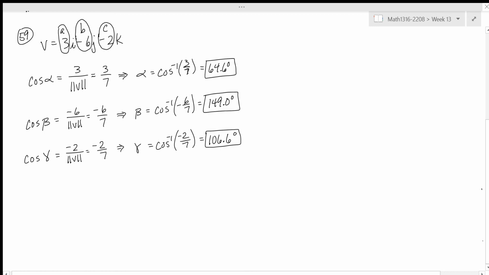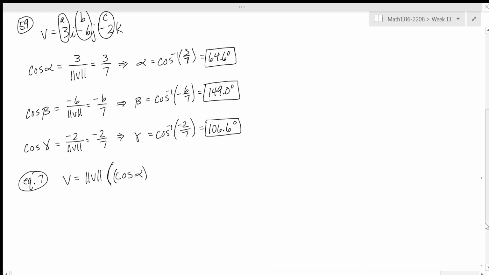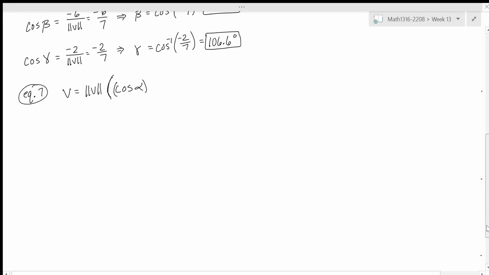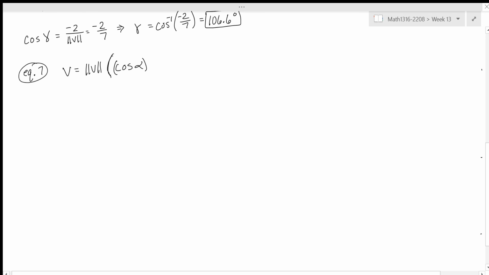Let's see, equation 7. V equals magnitude of V cosine alpha. Let's do another set of parentheses. Is that too low, Amina? Here we go. Is that better? Okay. Vector V is the magnitude of V times cosine alpha I plus cosine beta J plus cosine, I think that's gamma K. And that's what equation 7 looks like.